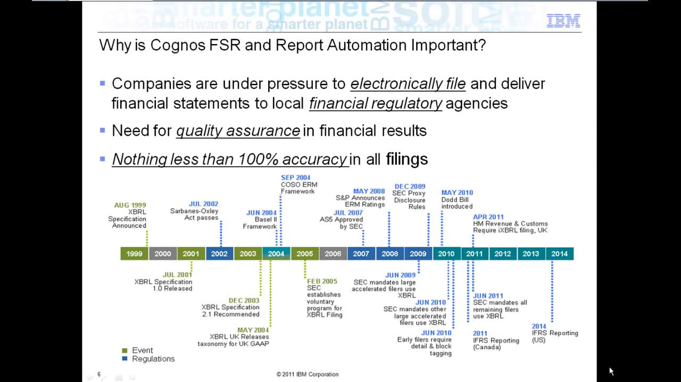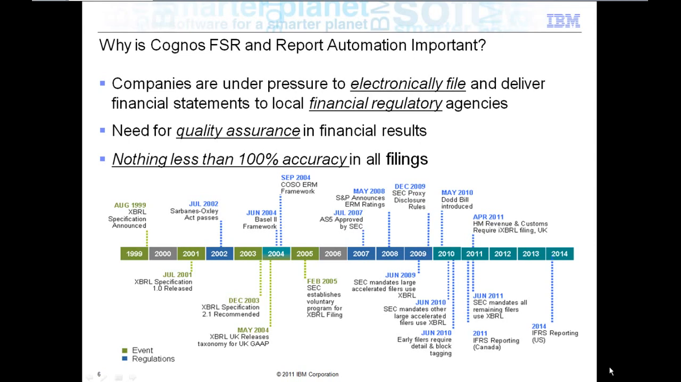So why is Cognos FSR and report automation important? Well, your company is under a pressure, like many others, to electronically file and deliver financial statements to local financial regulatory agencies. In this case, the SEC is going to be our focus today. There is a need for quality assurance in the financial results, and nothing less than 100% accuracy in all filings is acceptable.